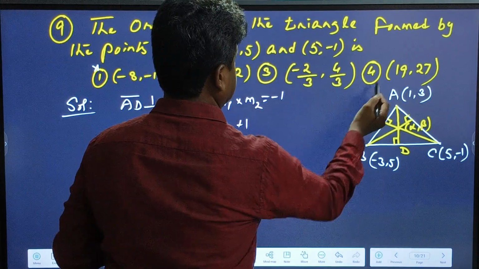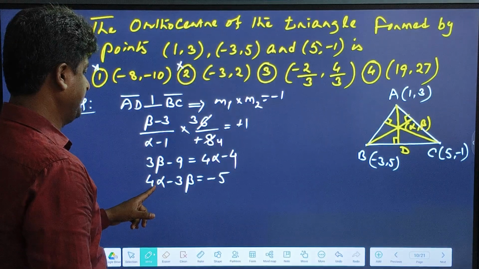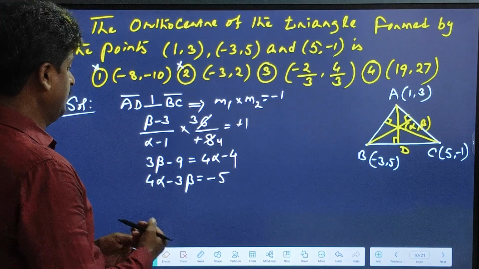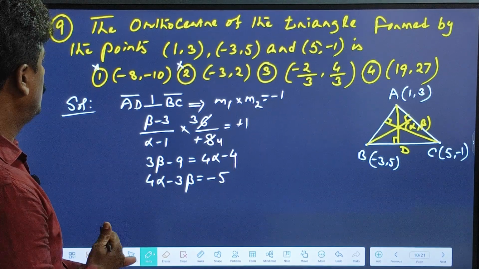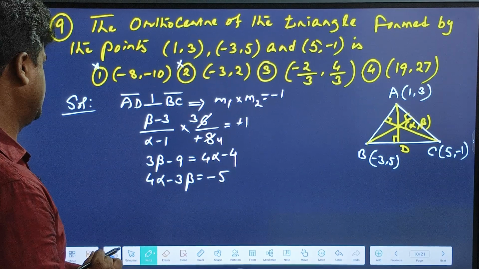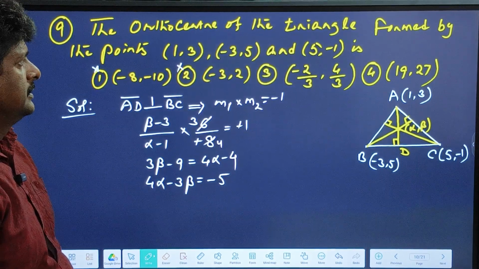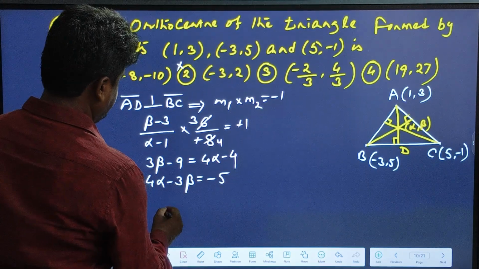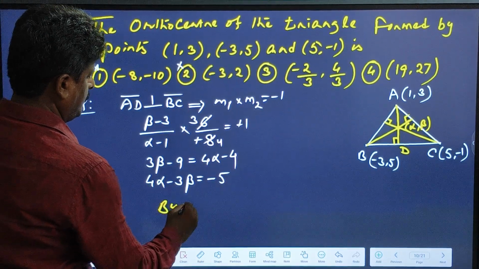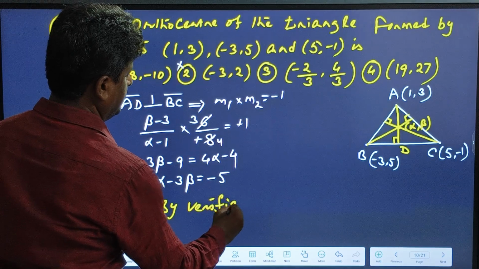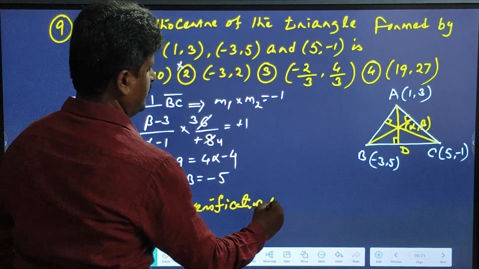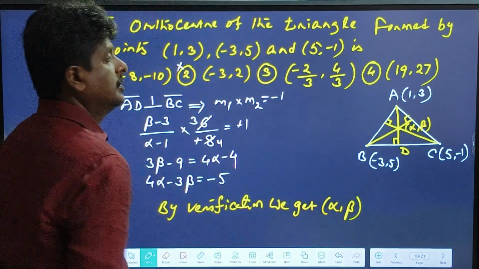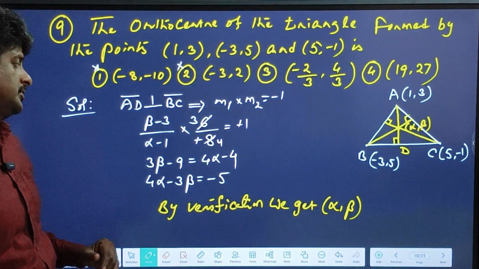So this is 19. 4 into 19 is 76, minus 3 into 27 is 51, which is also not equal. Here some option is given wrong, I think. By verification we need to find if an option is correct. By verification we get alpha, beta, so alpha, beta itself is the orthocenter.